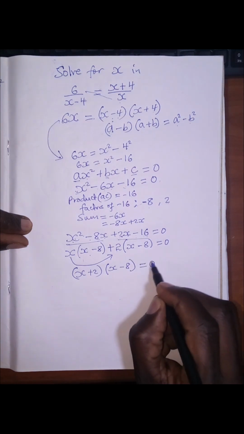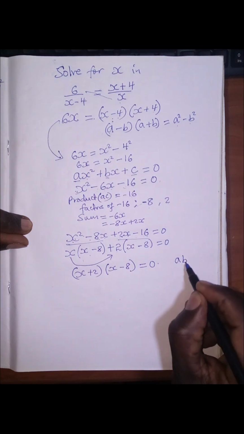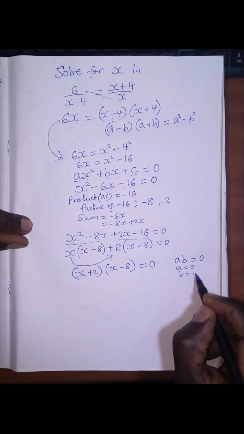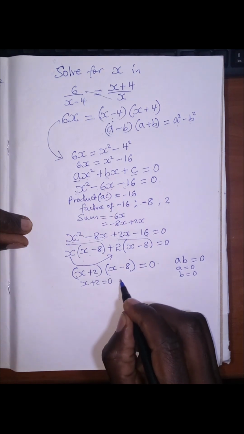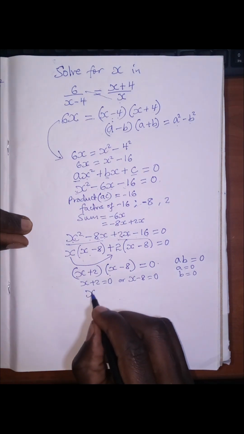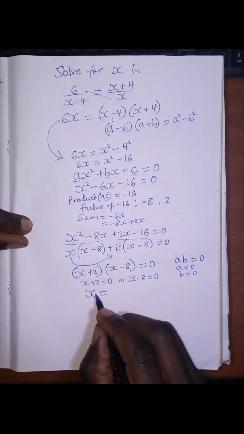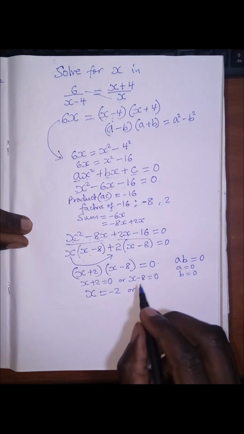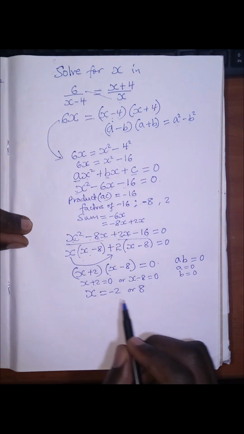We have factored it out, and therefore, if you have two numbers, a times b is equal to 0, either a is equal to 0 or b is equal to 0. In this case, either x plus 2 is equal to 0 or x minus 8 is equal to 0, and therefore x is equal to, subtract 2 on both sides, so x will be equal to minus 2, or here add 8 on both sides, so x will be 8. Therefore x is either minus 2 or 8.